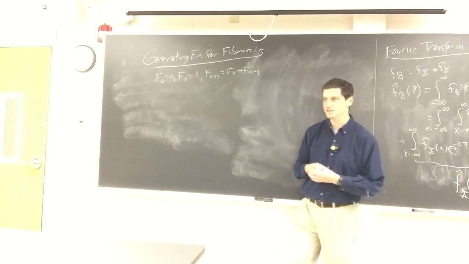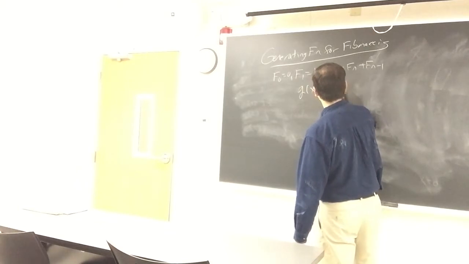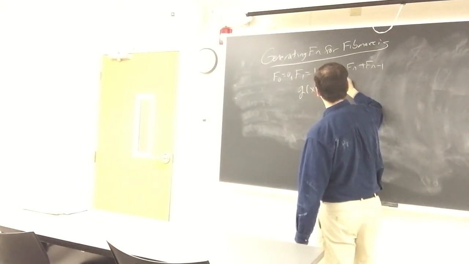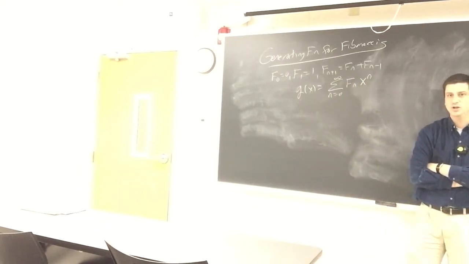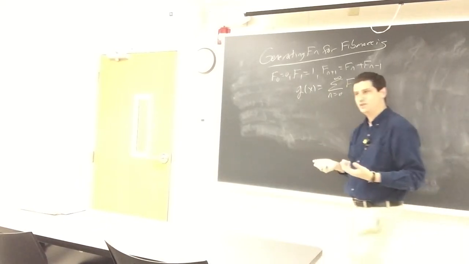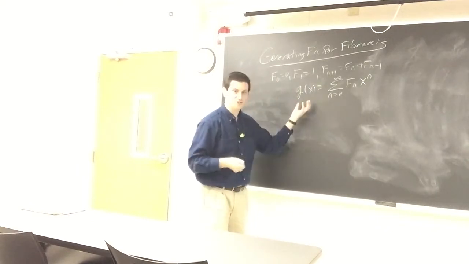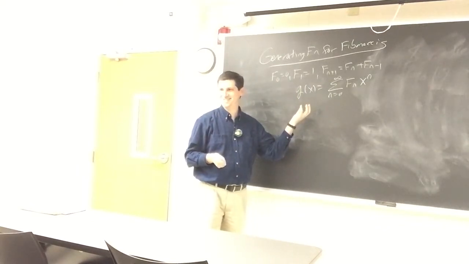At first, it looks like this is a foolish way to proceed. We're going to define a function g of x to be the sum, n goes from 0 to infinity, of Fn x to the n. I don't know what the Fibonacci numbers are, so I'm going to form a function that has these as its coefficients.